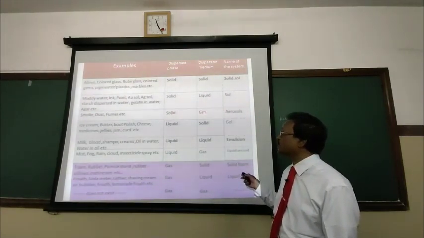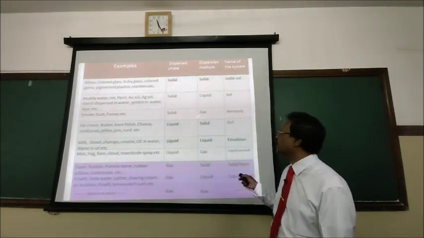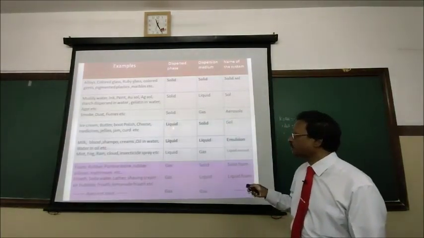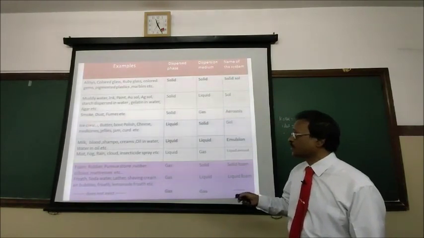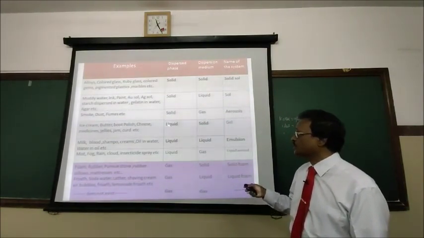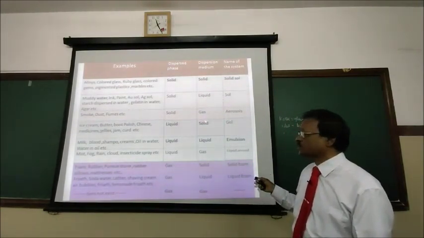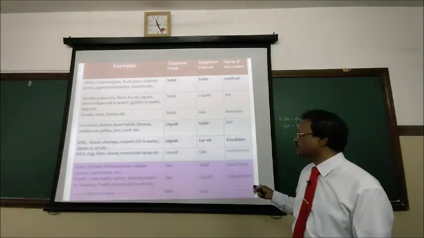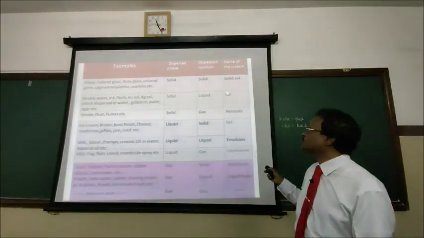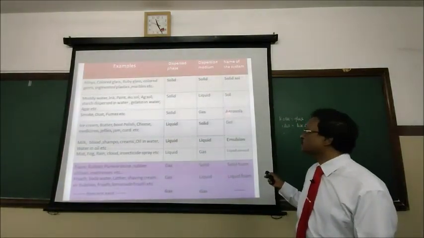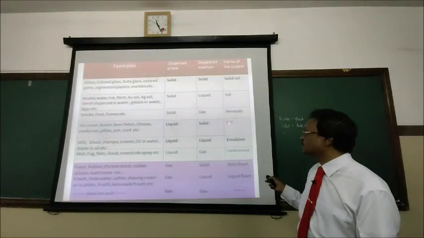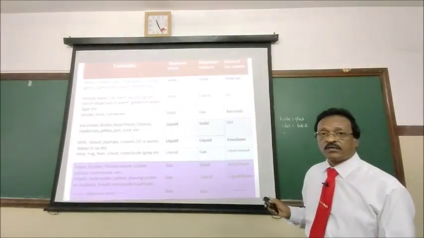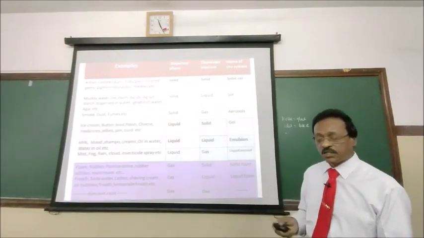Solid carbon particles are dispersed in air. What is solid in gas? Aerosol. Another important system is gel, in which liquid is dispersed in solid. Examples are ice cream, butter, boot polish, toothpaste. They are all gels, liquid dispersed in solid. Another example is milk and blood. Liquid dispersed in liquid is called an emulsion. Solid dispersed in liquid is a sol. Solid dispersed in gas is an aerosol. Liquid dispersed in solid is called a gel. Liquid dispersed in liquid is called an emulsion.